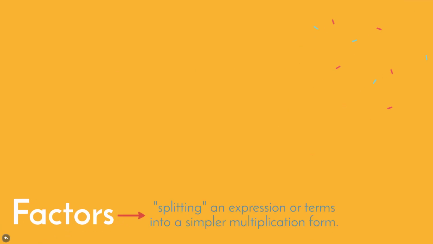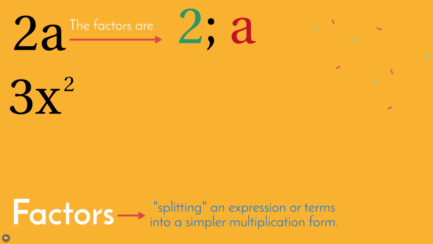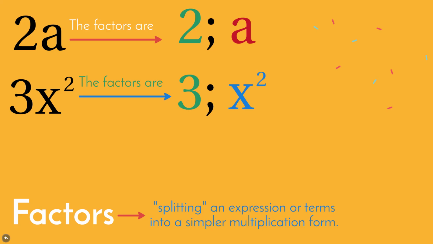Factoring is splitting an expression or terms into a simpler multiplication form. Let's say we have this term, 2a. It has the factors of 2 and a, because 2 is being multiplied by a. Another example, 3x squared. This term has the factors of 3 and x squared.